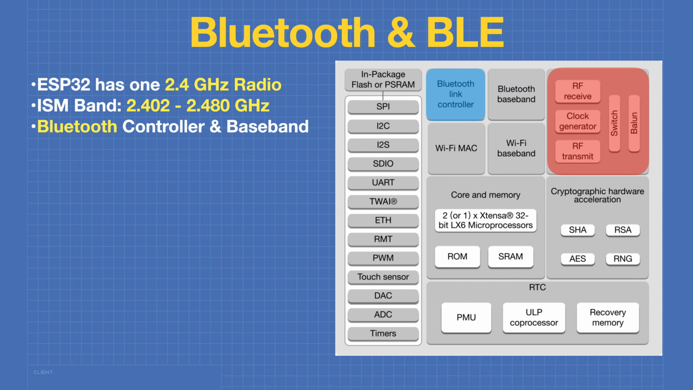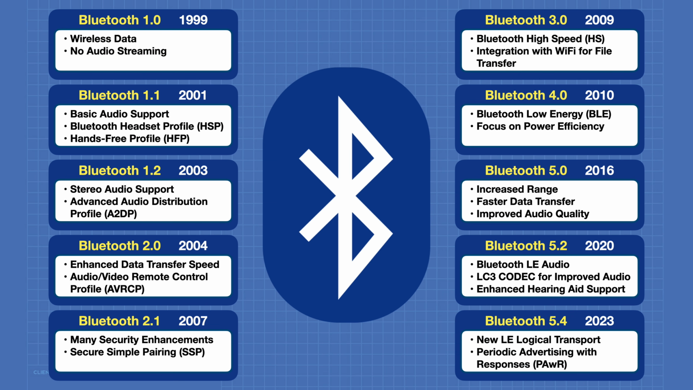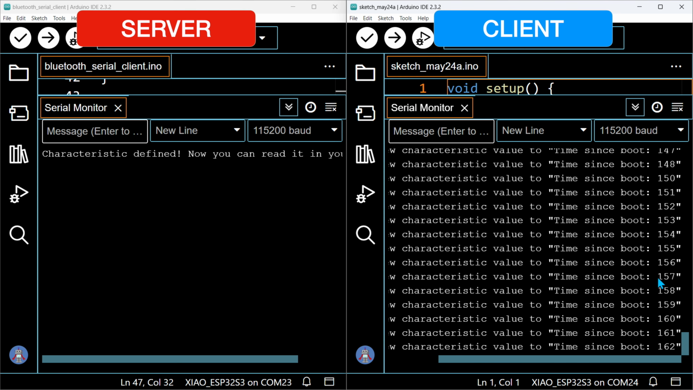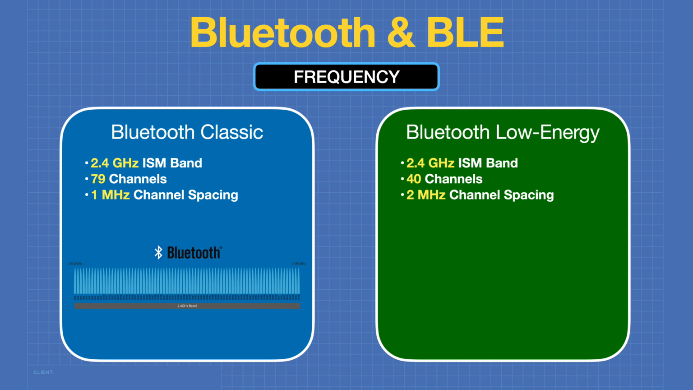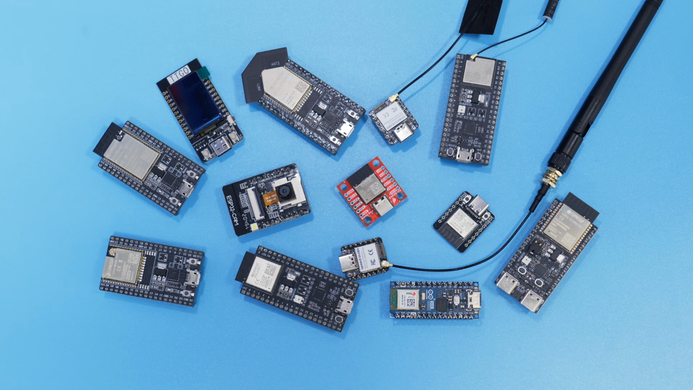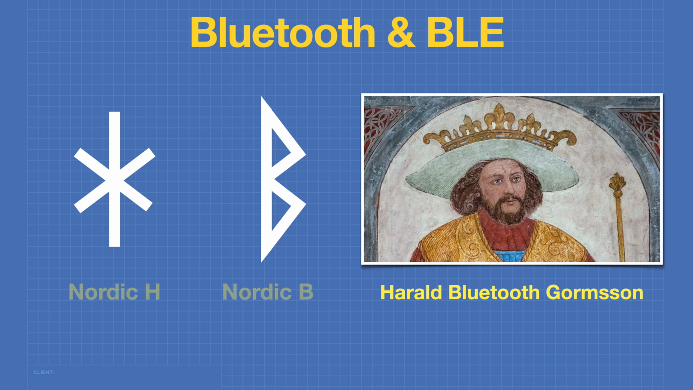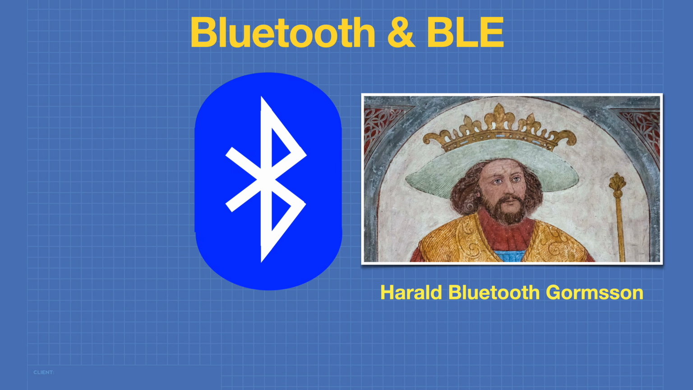Today in the workshop, we're working with Bluetooth on the ESP32. We'll see how to code servers and clients for Bluetooth Classic and BLE. We'll also learn how Bluetooth works and how to select the perfect ESP32 board for your Bluetooth project. It's a technology named after a king, so welcome to the workshop.